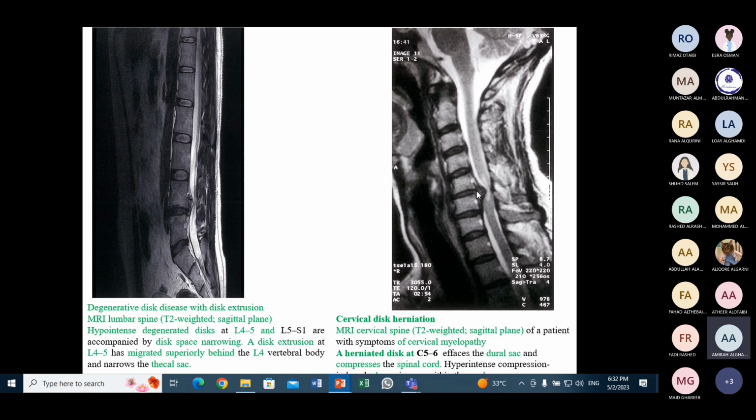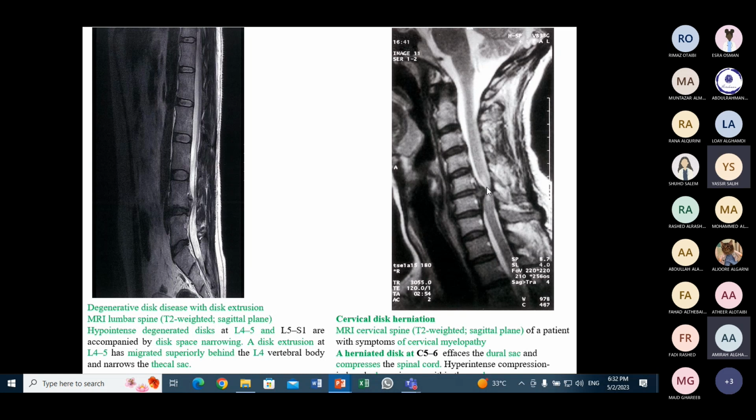What is this level? How do we count the vertebral bodies? This is first, second, third, fourth, fifth, sixth. So this is C5-6, between cervical vertebra number 5 and number 6. This is the C5-6 vertebral disc space. There is a herniation of the disc at this level of C5-6.